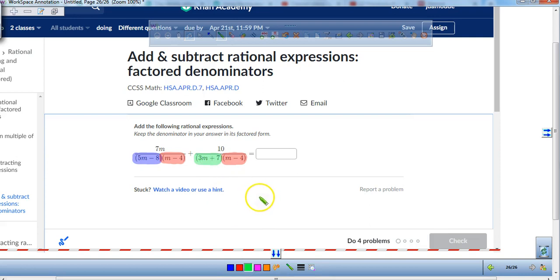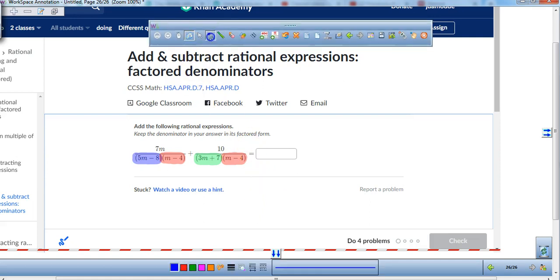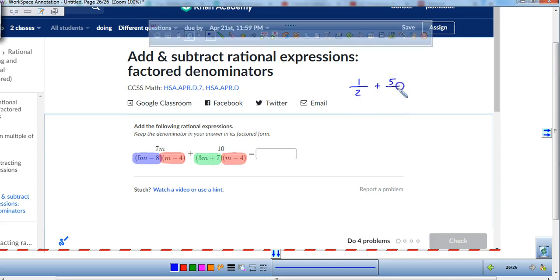Now, quick little review when you're adding fractions. What you should know is that you have to have the same denominator in order to add a fraction. So, for example, if I had 1/2 and I had 5 halves, I could add these together because they have the same denominator, and that would give us 6/2, which reduces to 3.